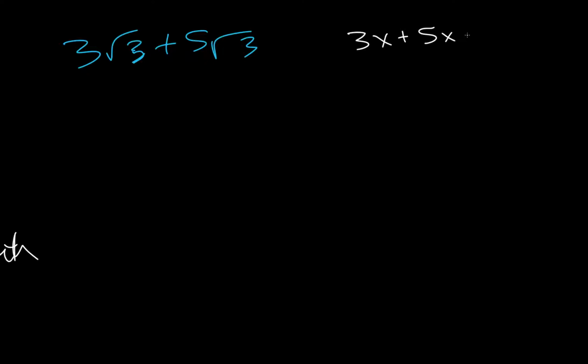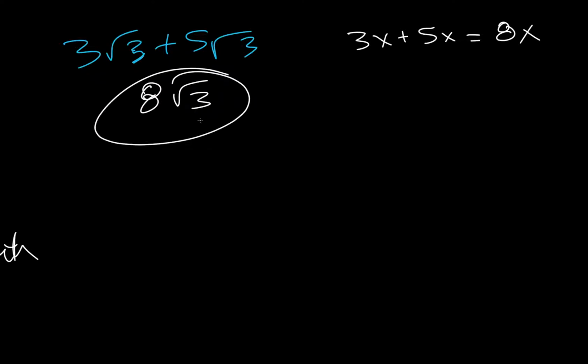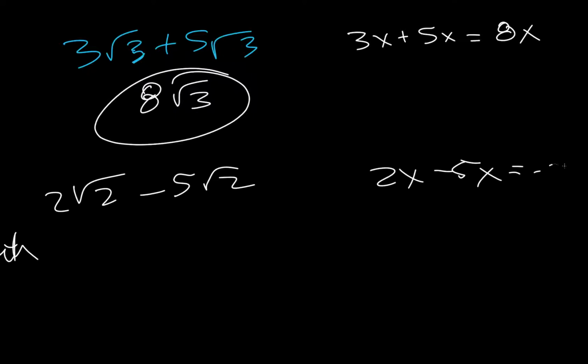So you guys probably know that that is just 8x. And so this is the same thing. It's just going to be 8 root 3. Okay, now the next one is 2 root 2 minus 5 root 2. We would approach that as 2x minus 5x, which would be negative 3x. Same thing here, negative 3 root 2.